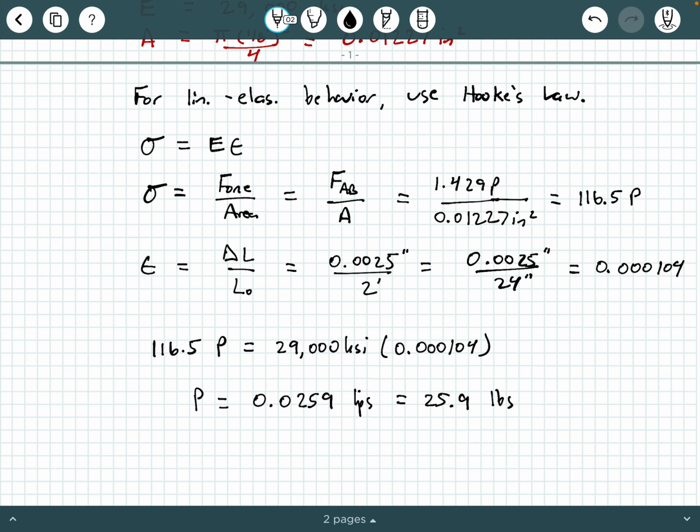Now, how do these units work themselves out? Well, remember this 116.5 carries units of 1 over square inches. So let's make a note of this. This has units of 1 over inches squared. So we can see that the inches squared will cancel themselves out and you're left with kips, and then converting that to pounds on the back end.